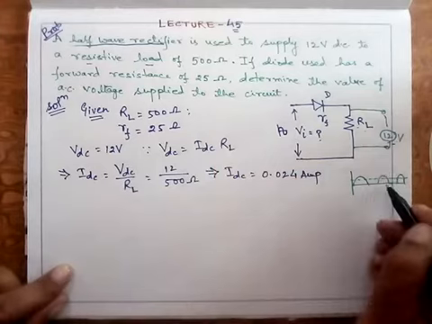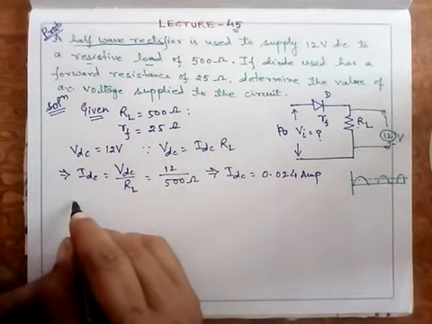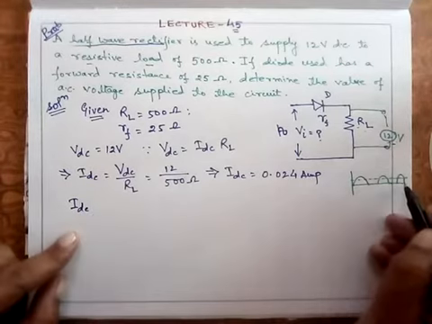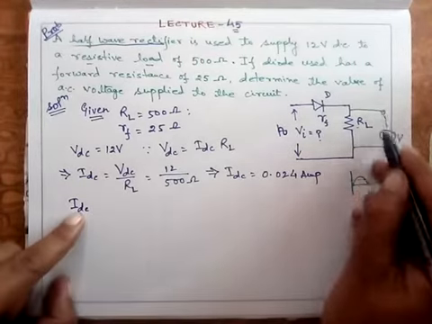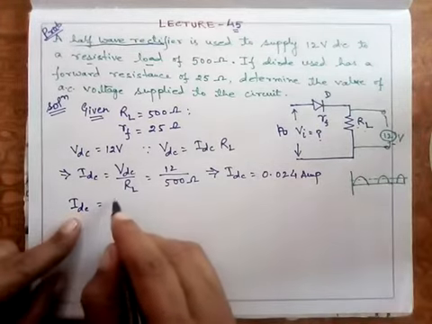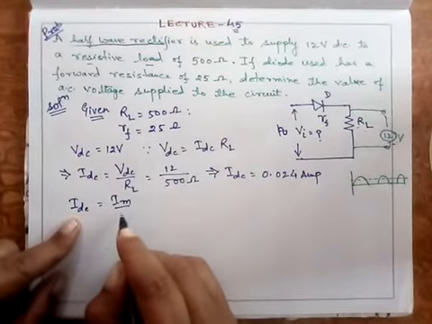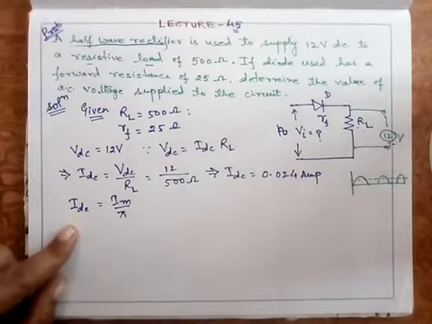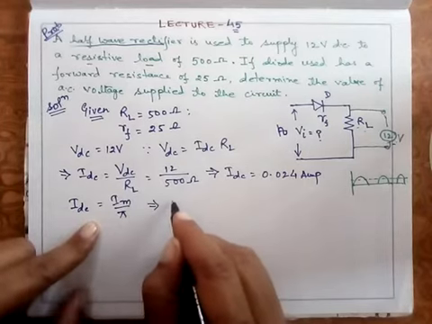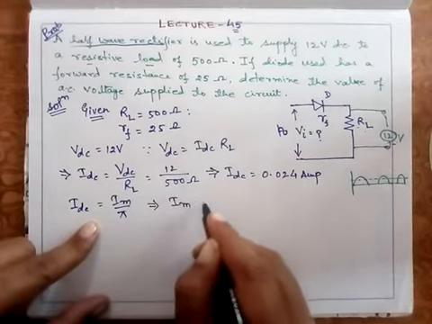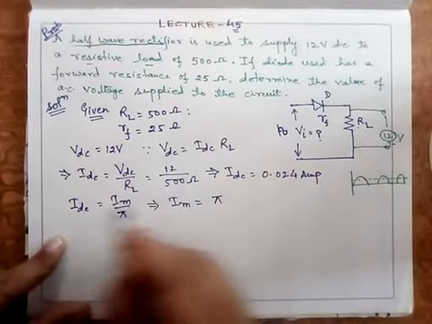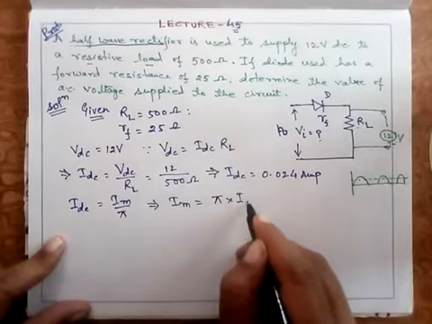Now it's a half-wave rectifier, and I know that the average value or the DC value of the current for a half-wave rectifier is given by Im by pi. So from here I can say that this Im is equal to pi into IDC. I just cross multiply this, pi into IDC.